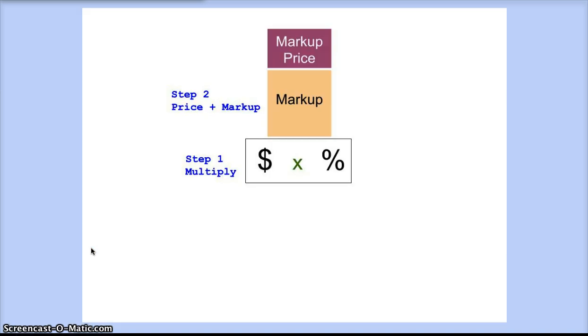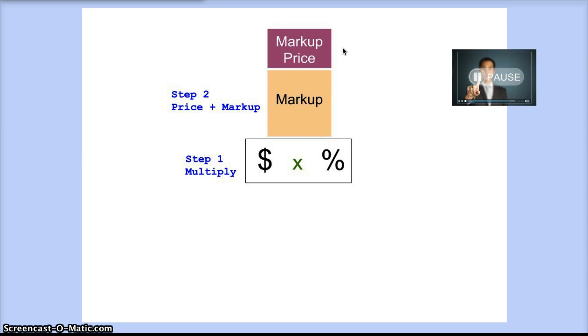Alright, so here's our drawing, and what this does is tell you the two steps that you need to solve for a markup price. Step 1, we multiply the money in our problem times the percent. And then we add the markup, and that'll give us the markup price. If you're not quite sure about this drawing yet, don't worry, we'll learn more about it in this video and in future ones. So go ahead and pause and draw this diagram.